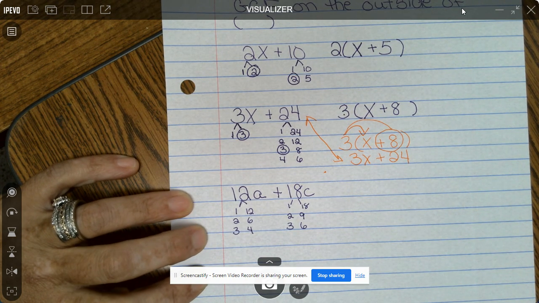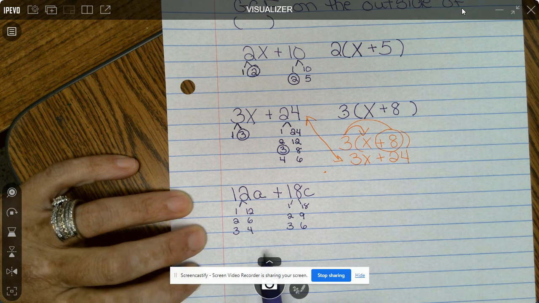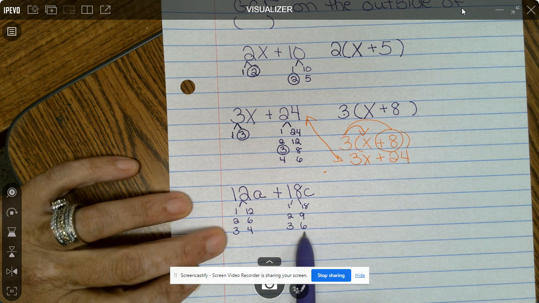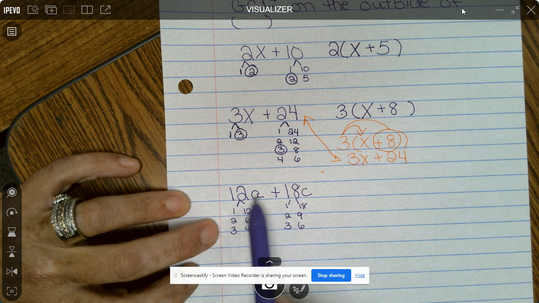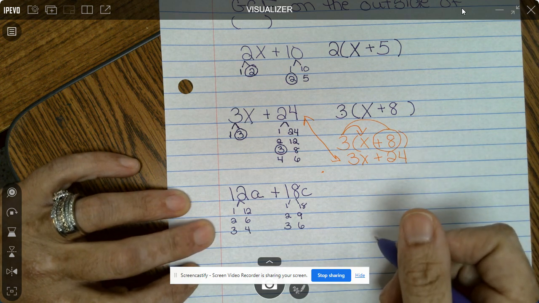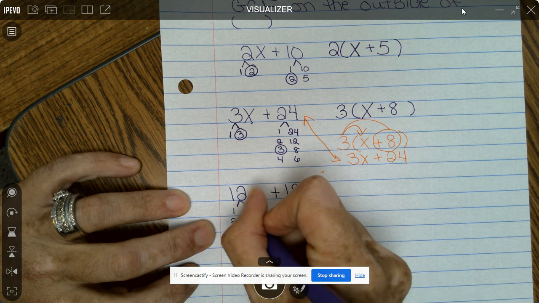So now if you get to a point where you see that you can't go any further, then you just stop. So what did you come up with for 12A plus 18C? What did you come up with for your greatest common factor, Cody? Do you agree or disagree? Okay, I got 6 here.